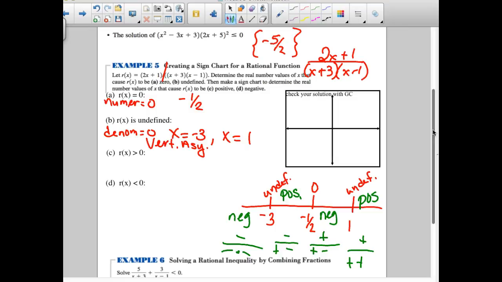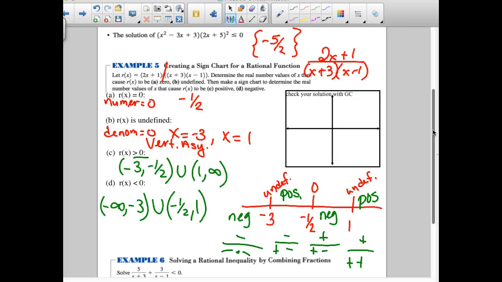Okay. So based on our sign chart, we can answer part C here. Where is my function greater than 0? So strictly positive. Between -3 and -1/2. And then from 1 to infinity. Remember, we cannot equal those endpoints, right? And where is my function strictly negative? The other ones. -infinity to -3 and -1/2 to 1. Yes? Okay.